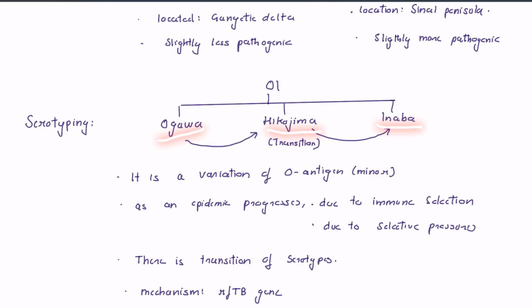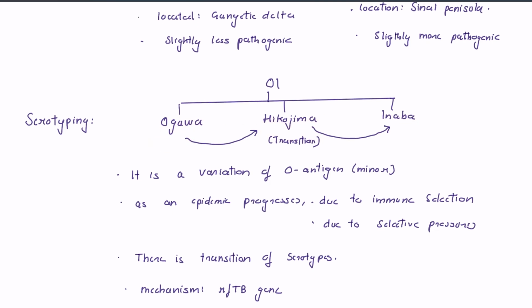There is a transition, and this transition is brought about by the rfbT gene. So this is a genetic process. As the epidemic progresses, due to immune selection, selective pressures, and this rfbT gene, it goes from Ogawa to Hikojima to Inaba.